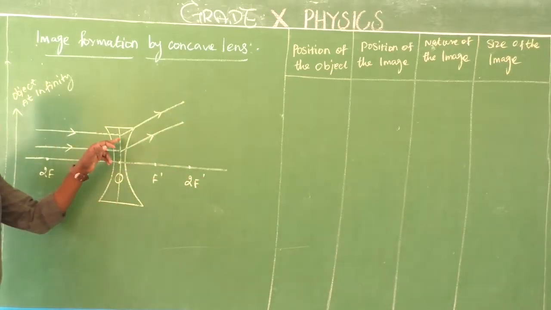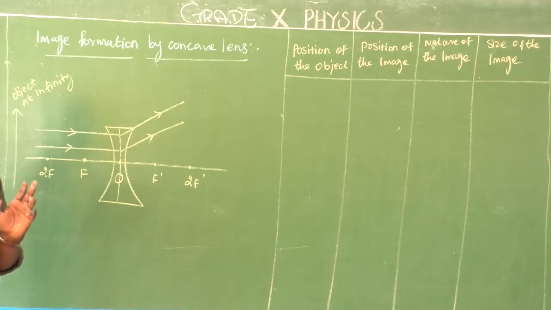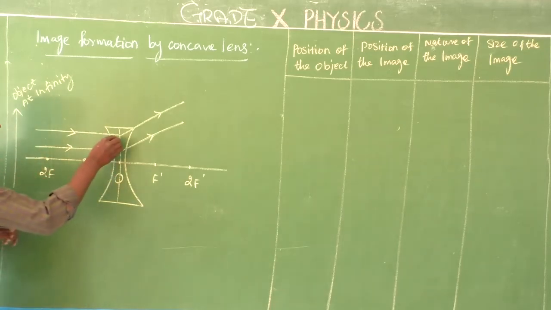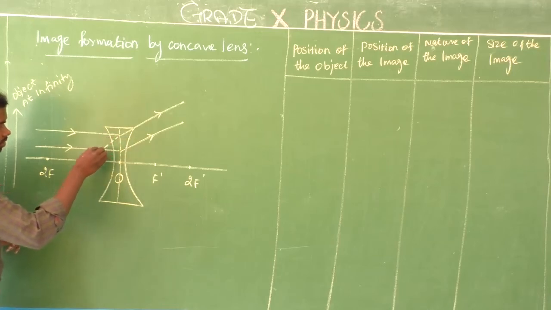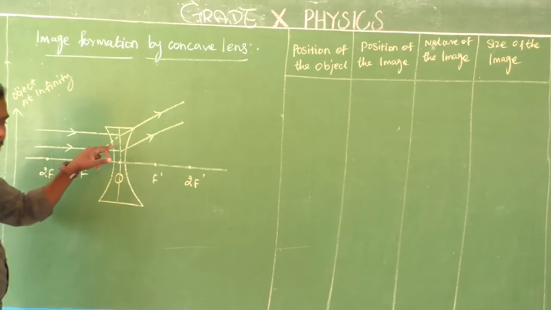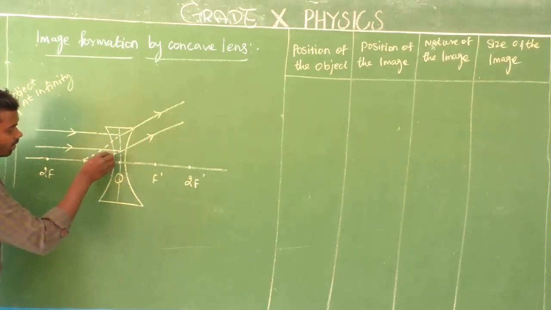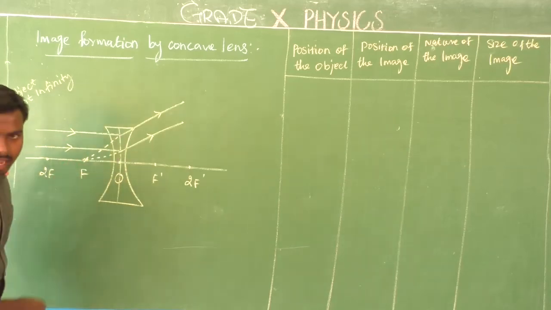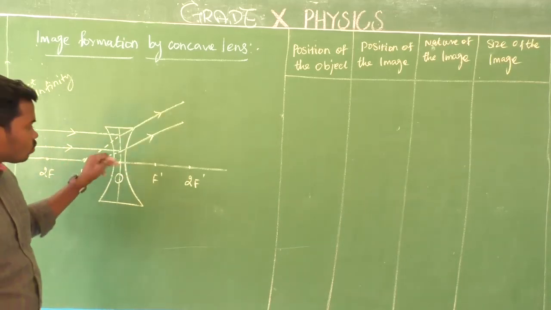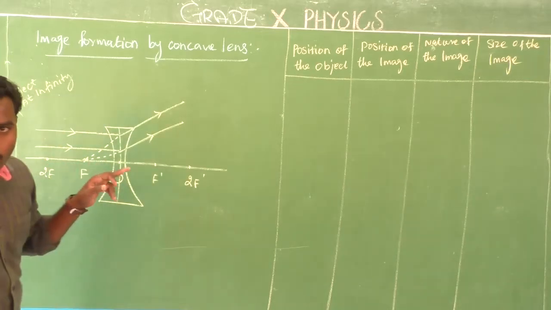Yes. So if we extend these two refracted rays at the back side, where will the image form? At focus. Look at here. If we extend this first refracted ray, it appears to be coming from its focus. This is for the first one. Next, if we extend this second refracted ray at the back side, it appears to be coming from its focus. So here, where will the image be formed?